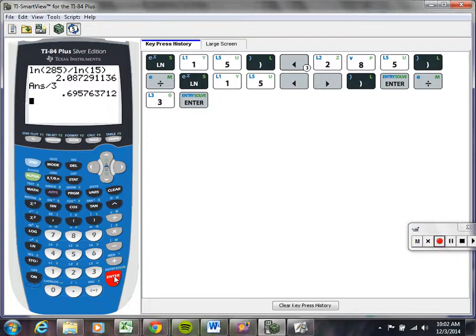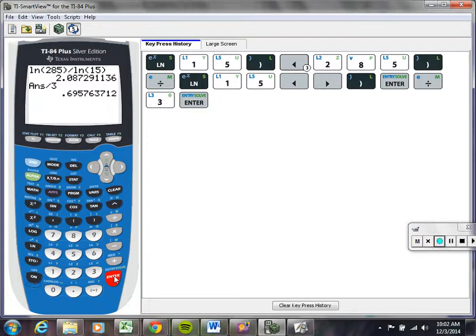Let's see if it has it in my instructions here. It doesn't say, but it'll probably tell you. This one's in the book here. It's rounding to the thousandth.